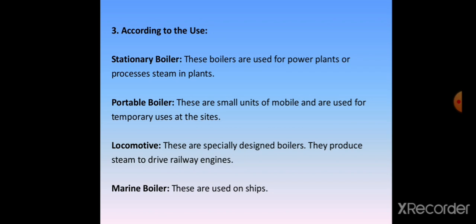But locomotive boilers have a very wide range of movement. As you all know, locomotive boilers are used in steam engines. They can move from one city to another city. That is the beauty of locomotive boilers. And marine boilers are used only for marine applications, which is why they have a different type of classification, called marine boilers.